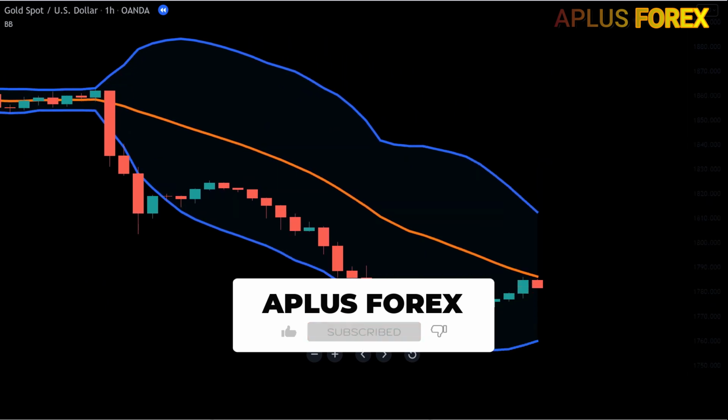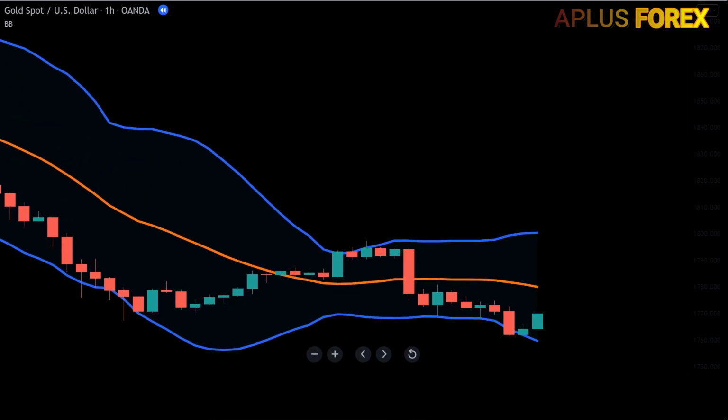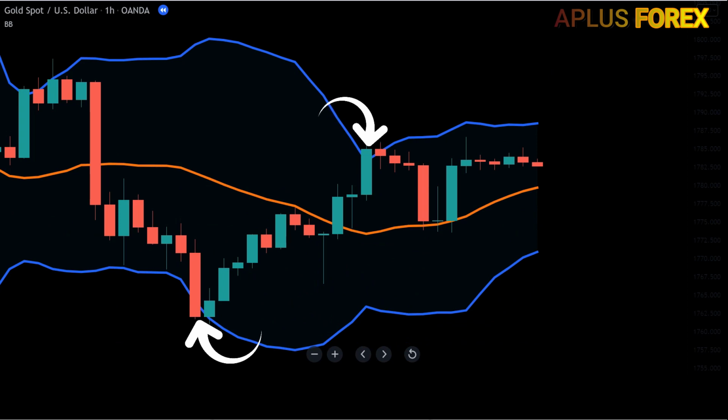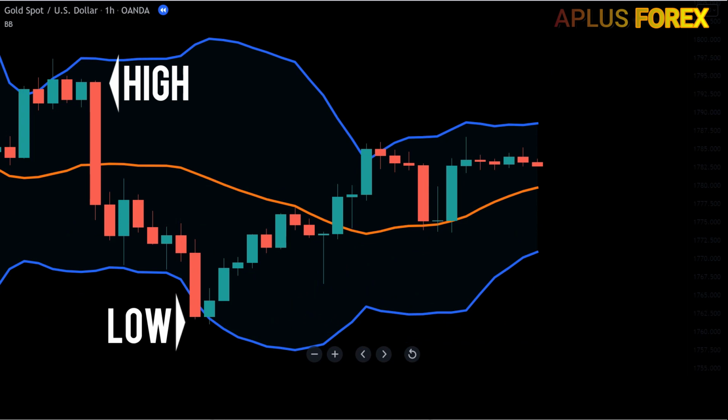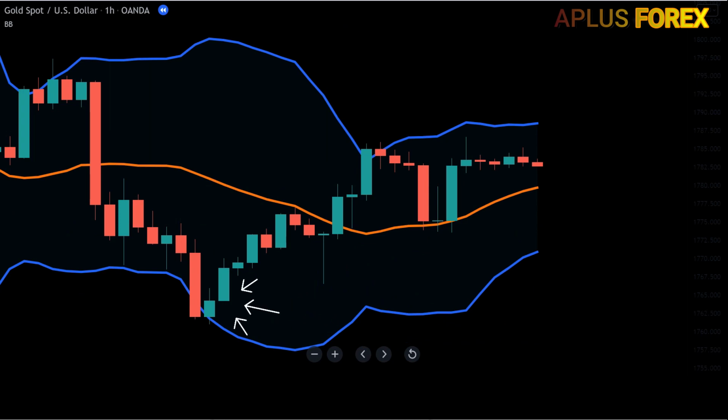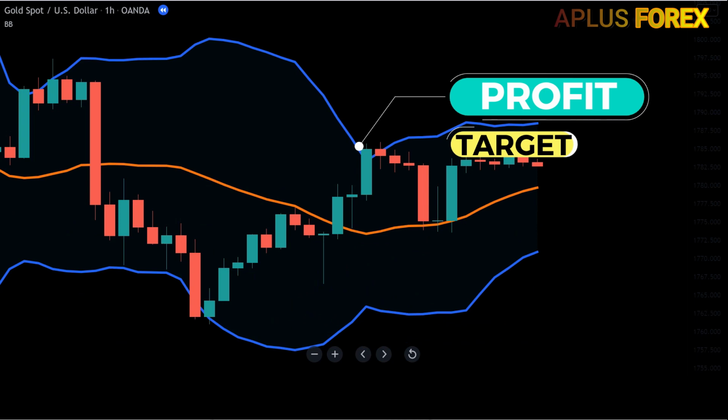Prices have a tendency to bounce within the band's envelope, touching one band, then moving to the other band. You can use these swings of low and high to help you set potential profit targets. For example, if a price bounces off the lower band and then crosses above the moving average, the upper band then becomes your next profit target.